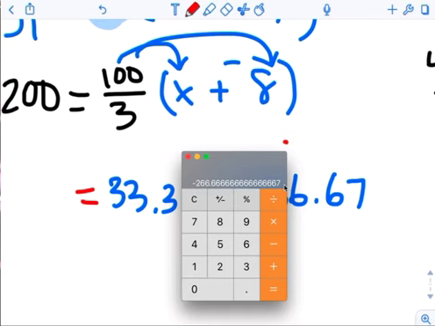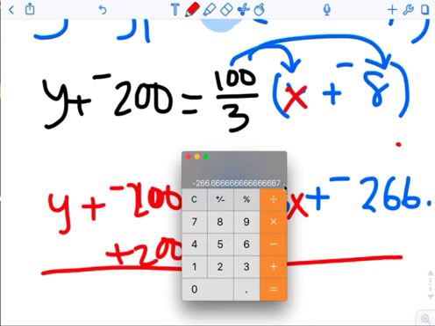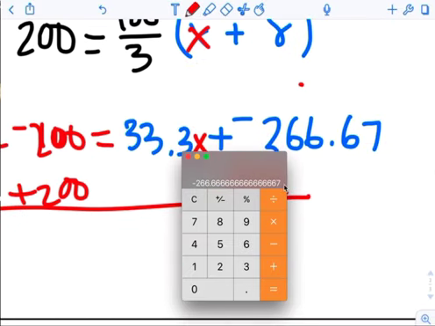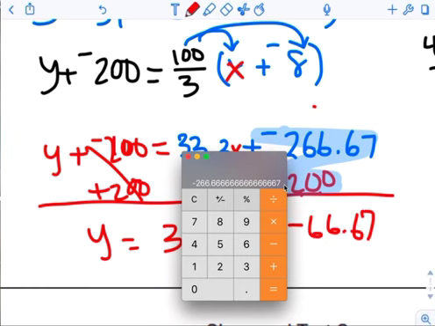Equals to, oh, don't forget this x. Y plus a negative 1, 200. Add 200 to both sides. Okay, put in your calculator if you don't know the answer of negative this plus that. 3.3x plus a negative 66.67. That's my point slope, okay?